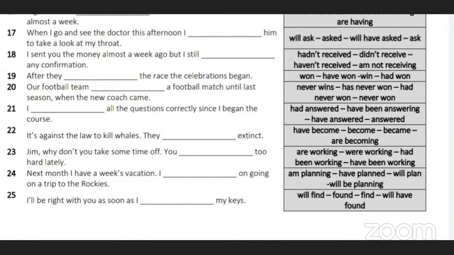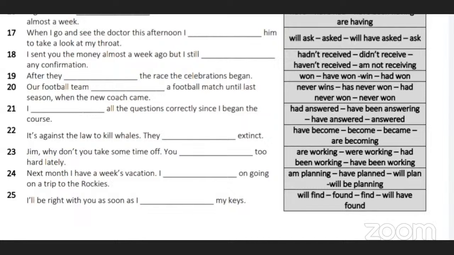We move to 21. I have answered all the questions correctly since I began the course. Have answered and had answered, both are wrong. The answer shall be have been answering. I have been answering all the questions correctly since I began the course. It means the course is still on. That is why we are using the ing form of the verb.